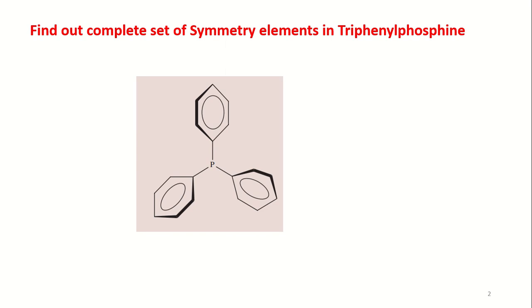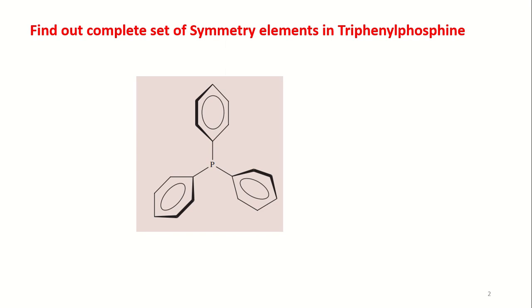So let's talk about the other symmetry operations and elements in triphenylphosphine. There is no improper rotation. We know that improper rotation is actually rotation followed by reflection. So there is no S3 in this molecule. There are two more symmetry elements which may or may not be found in triphenylphosphine: the inversion center and the plane of symmetry, sigma.